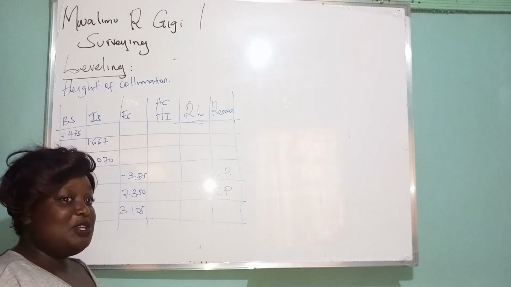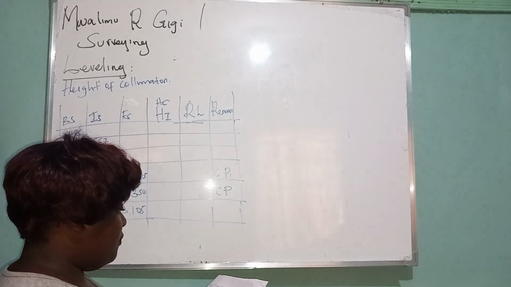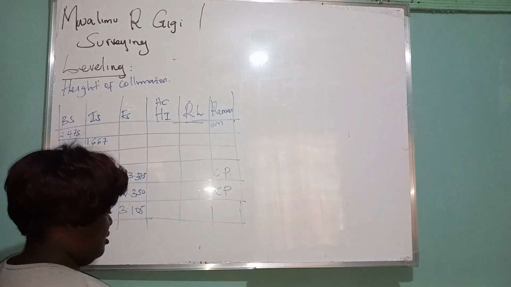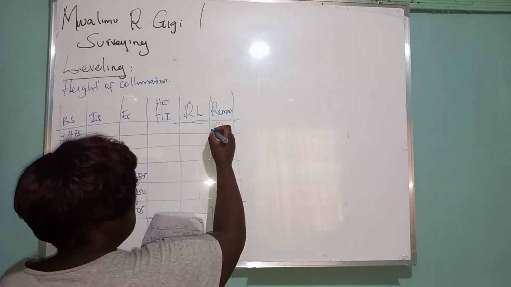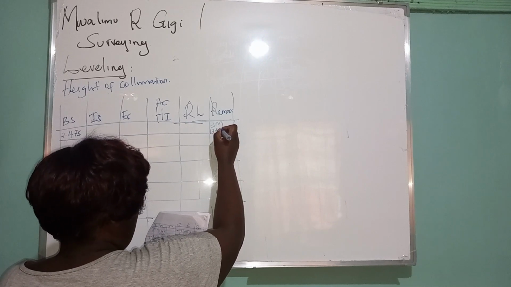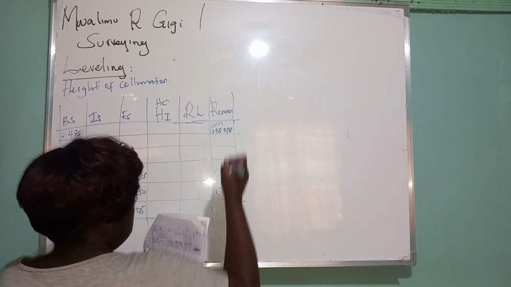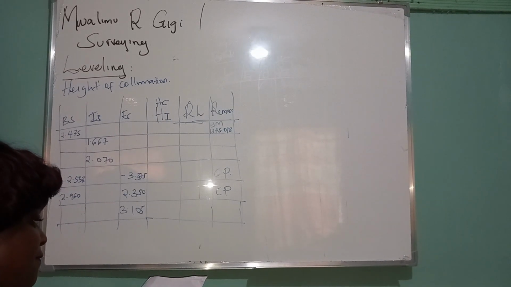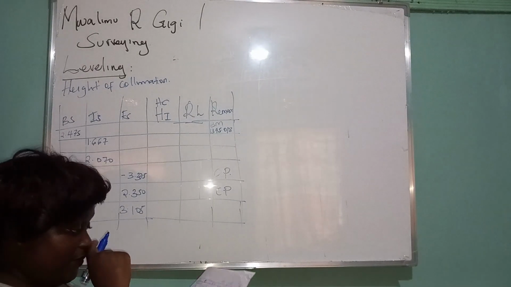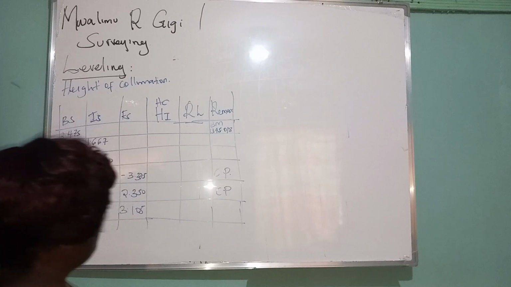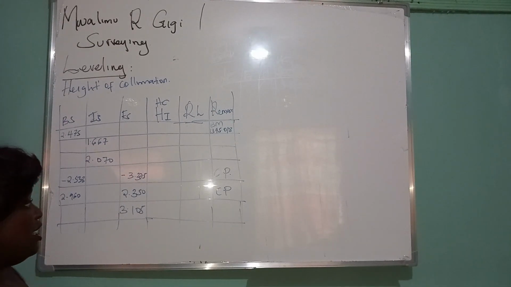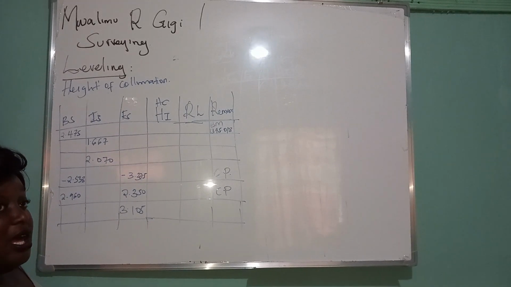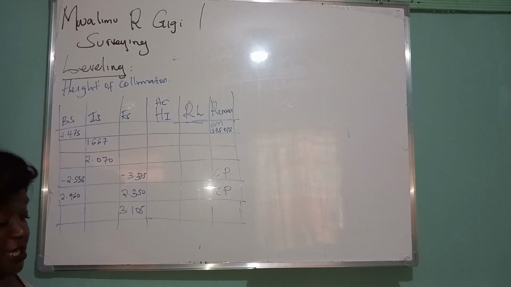So the benchmark is 1345.018. We have been given the benchmark as 1345.018. So we want to reduce these levels. We want to know each and every point, what the reduced level is.